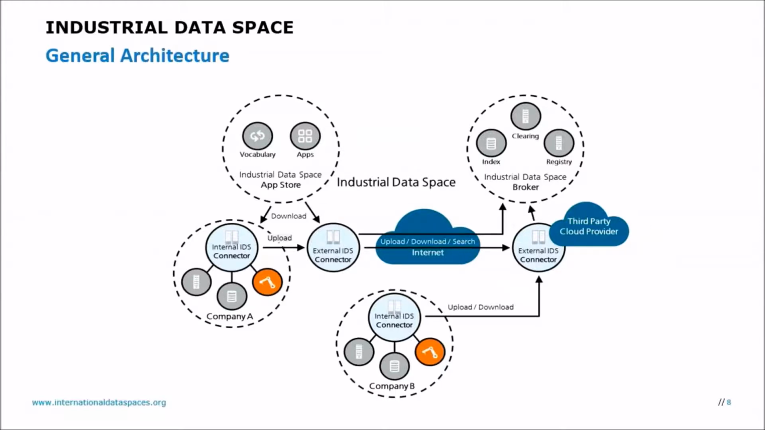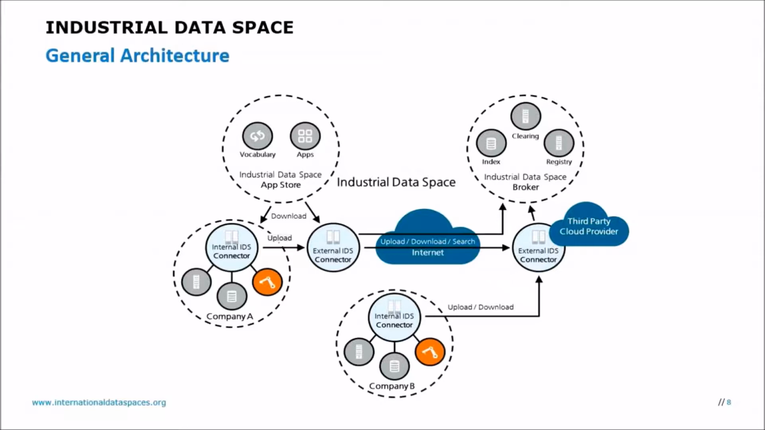To have a look at the general architecture, I think this illustration depicts very well the basic concept. Once again, it's about having different organizations, in this case 2 companies, company A and company B. They both have the internal IDS connector where all the data is aggregated from, for example, different production plants or from different machines or from other data sources, heterogeneous data sources in these companies. The data is aggregated and then via this external IDS connector, via a gateway, it's exchanged within the industrial data space ecosystem.